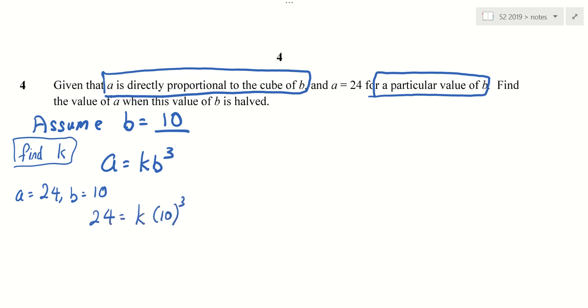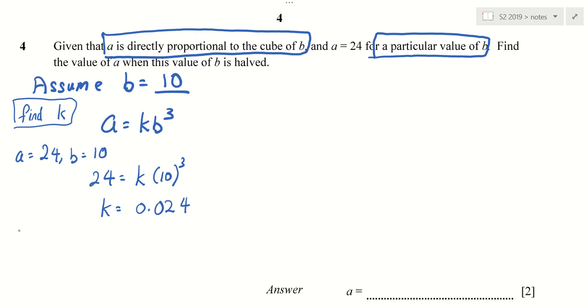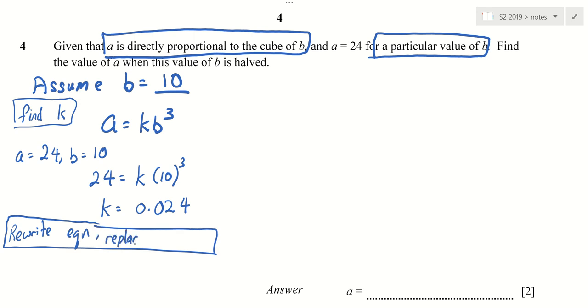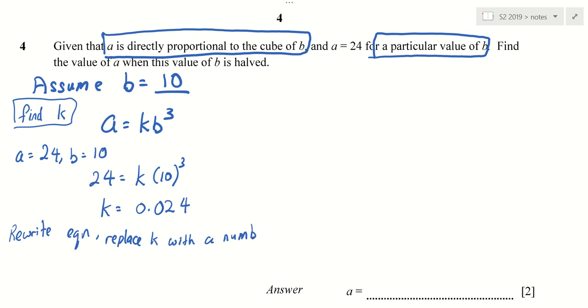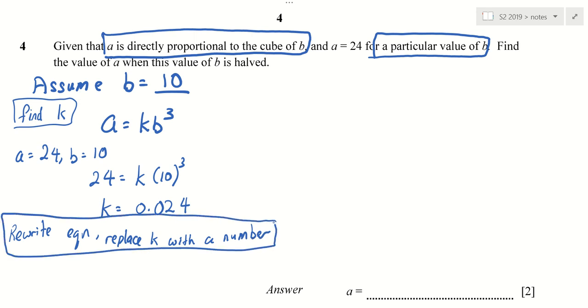Alright, so I then write down the equation and I try to find the value of K. Press my calculator. K equals to 0.024. Right? Now, what do you need to do next? Okay, you need to rewrite the equation. And you need to replace K with a number. So now I try. A is equals to 0.024 B cube.